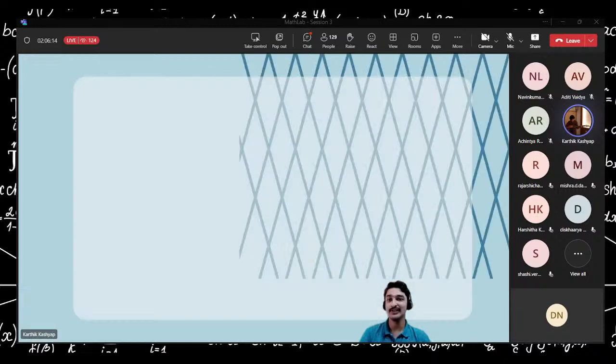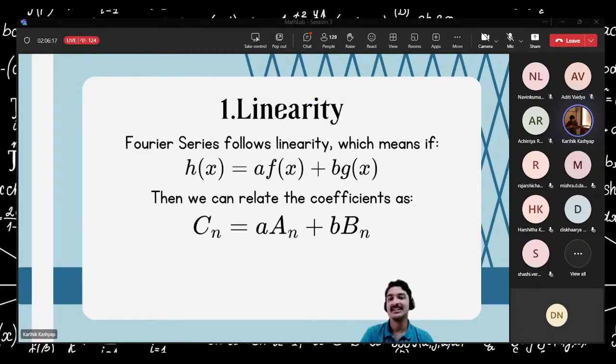So for this, the first property is linearity. Let's say h of x is equal to a f of x plus b g of x. That is, a and b are some constants, and h of x can be represented as a linear combination of f of x and g of x. With this, we can directly equate the Fourier series coefficients as cn is equal to a times an plus b times bn. So this follows linearity.